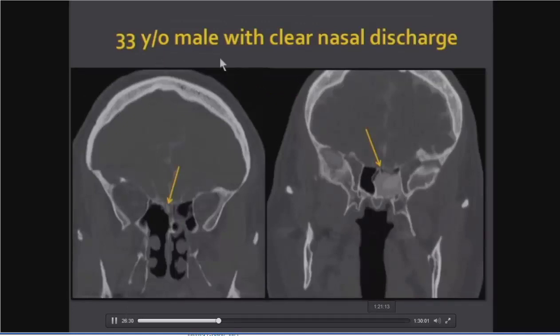And this is a patient who has a clear nasal discharge which tested positive for presence of CSF. When we did a CT cisternogram, you can see that there is contrast which is leaking out into the top of the nasal cavity.